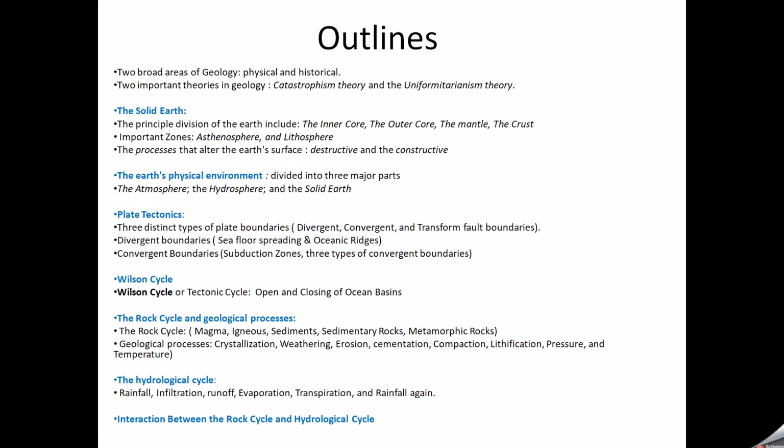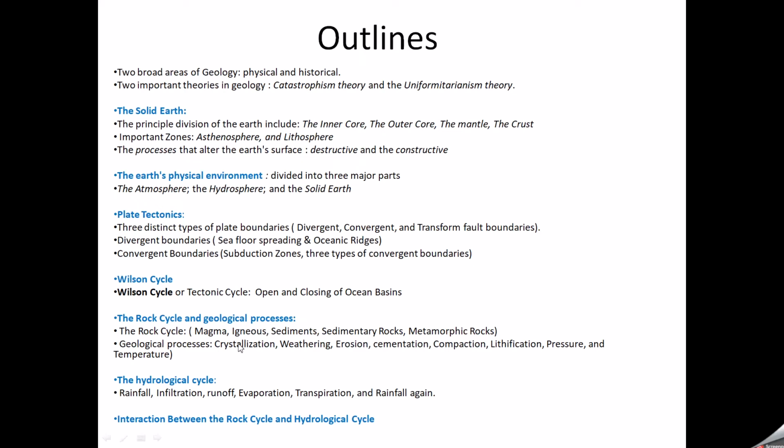And then we're going to study plate tectonics, which has three distinctive types of plate boundaries: divergent, convergent, and transform, or fault. The divergent boundaries are mainly seafloor spreading and oceanic ridges. And convergent boundaries, subduction zones, with three types of convergent boundaries here. Then we'll go to the Wilson cycle, or tectonic cycle, which is basically about the opening and closing of oceanic basins.